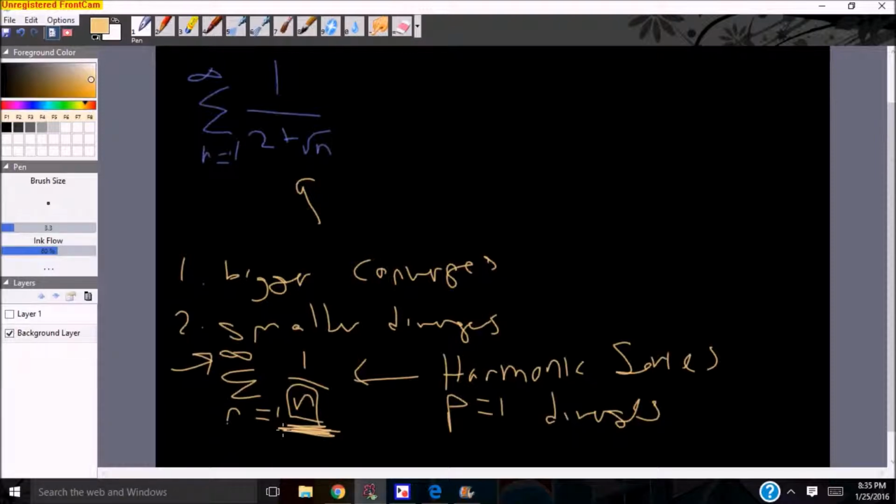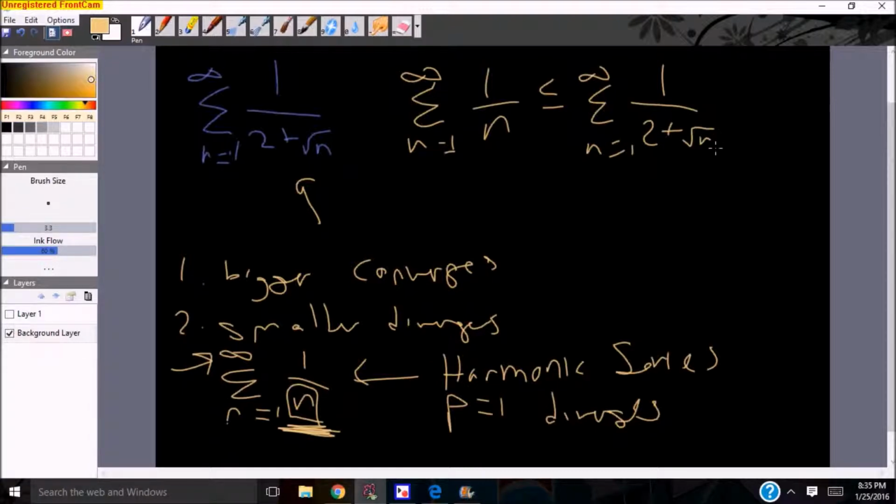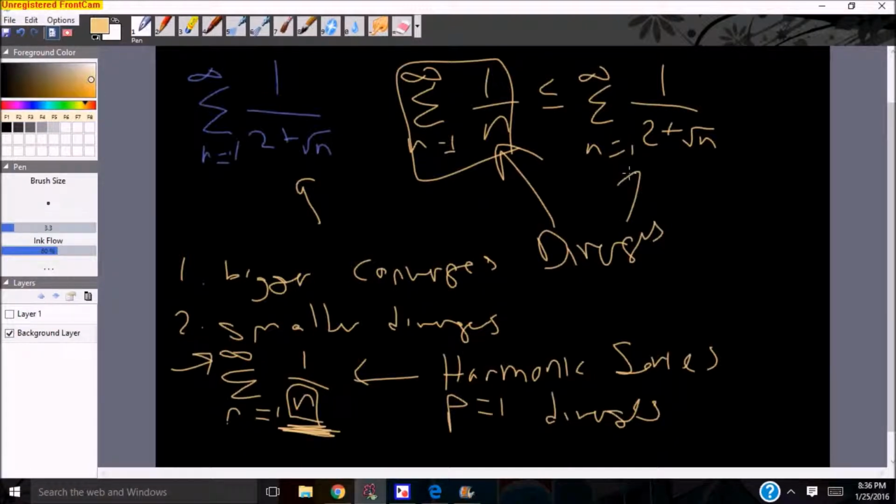So now, since we have a smaller fraction, that means we know that the sum from 1 to infinity of 1 over n, as things get large, is going to be a lot smaller than the sum from 1 to infinity of 1 over 2 plus root n, which is great for us because we know 1 over n diverges. So if we know that this thing goes off to infinity, or diverges, then we know that this one up here that is larger than it will also have to diverge. Okay?